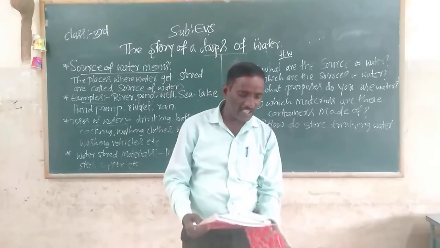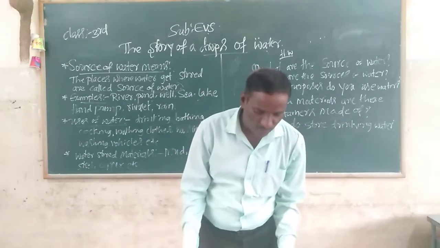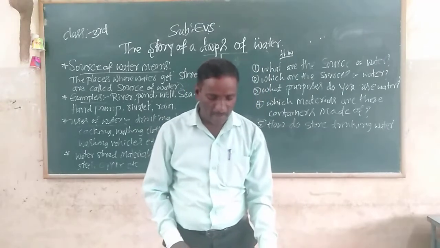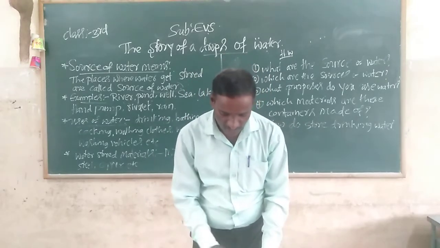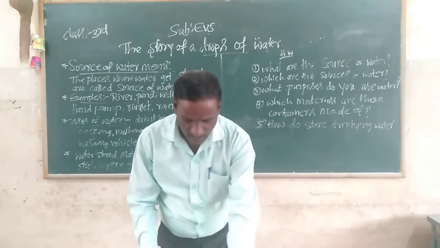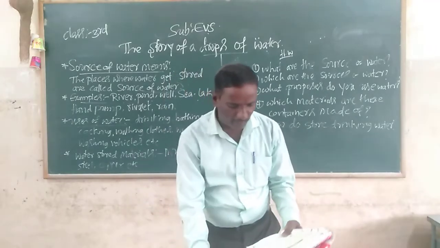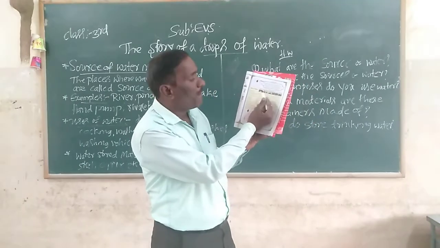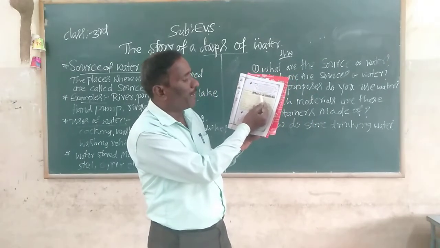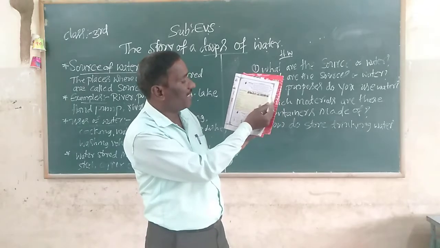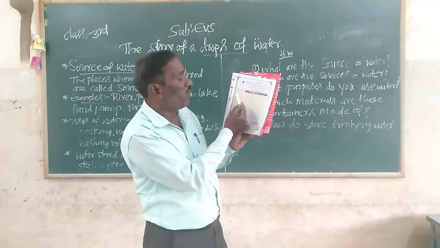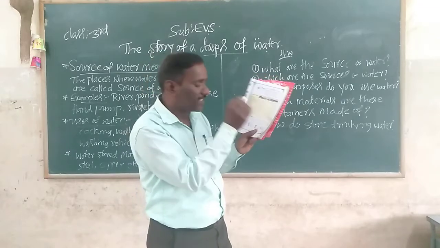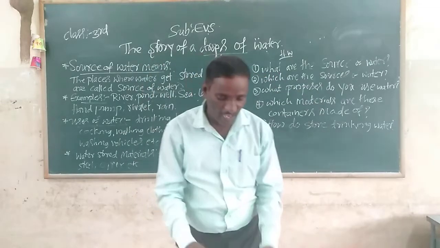Next, children, write the names of sources of water. What are the sources of water? Lake, dam, hand pump, river, pond, etc. Next, page number 34, uses of water: river, pond, well, hand pump, stream, sea. Yes or no? Wrong. This type should go in your textbook activities.